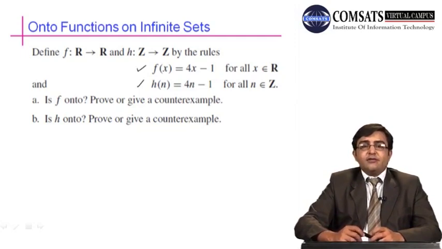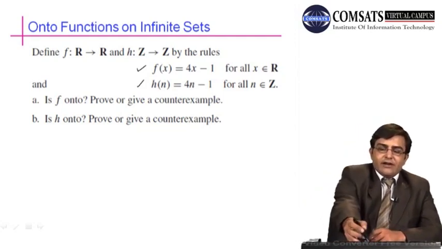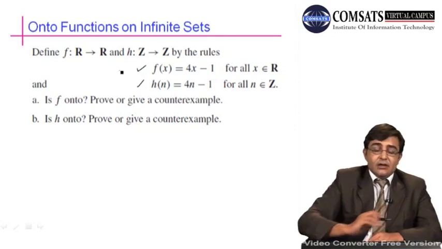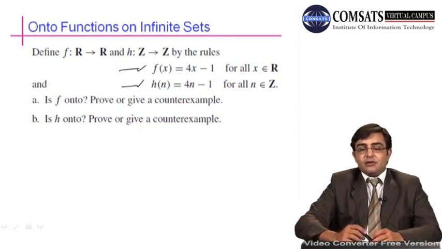Now we have two functions, f from R to R and h from Z to Z. Once again, R is the set of real numbers, Z is the set of integers. By the rules, we define f like this, and h of n is equal to 4n minus 1. Now we have to prove or disprove whether f and h are onto or not. If they are not, we have to give a counterexample.